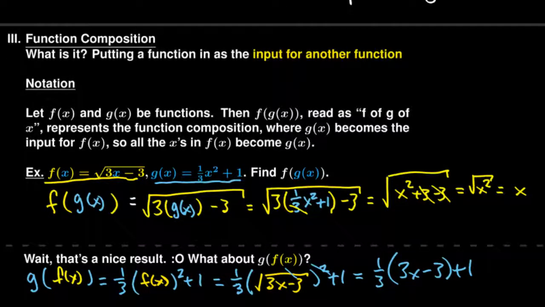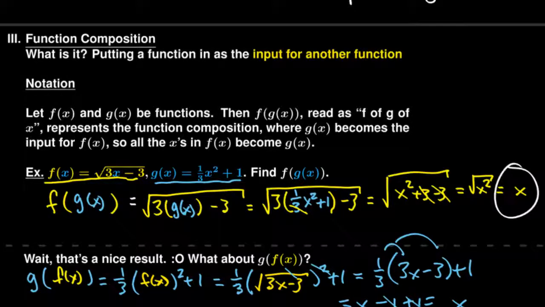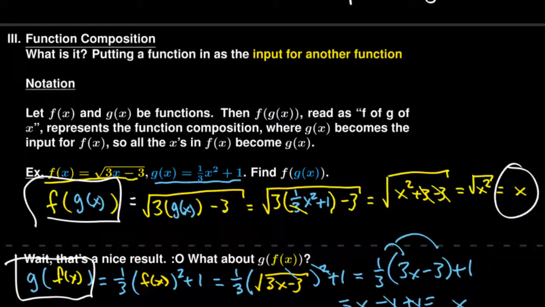Okay, so this 1/3 is going to multiply to all of these. That's going to divide out with the 3. x minus 1 plus 1 equals, those subtract out, we end up with x. So this is an interesting thing that just happened. We had f of g of x, and the result was x. We had g of f of x, and the result was also x. So that's a nice little pattern.